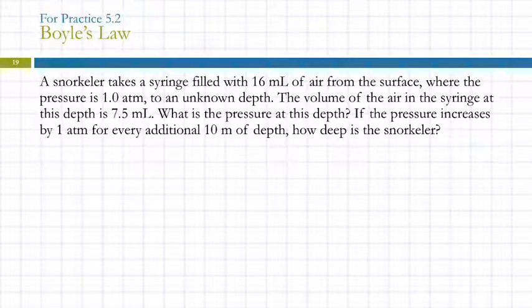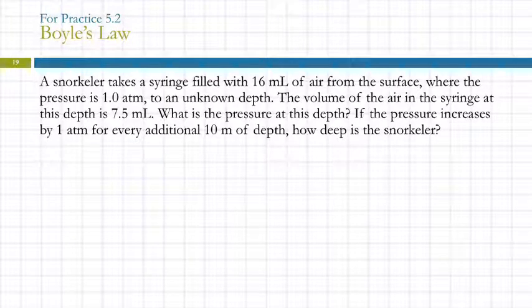The snorkeler takes a syringe filled with 16 milliliters of air from the surface where the pressure is 1 atmosphere to an unknown depth. The volume of the air in the syringe at this depth is 7.5 milliliters. What is the pressure at this depth? And if the pressure increases by 1 atmosphere for every additional 10 meters of depth, how deep is the snorkeler?